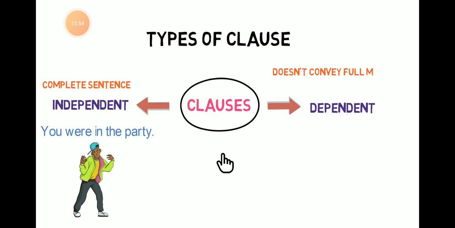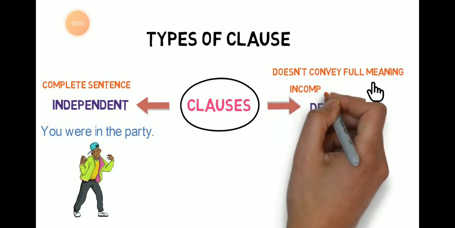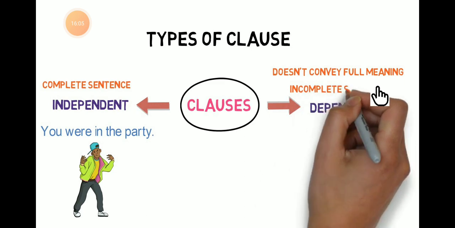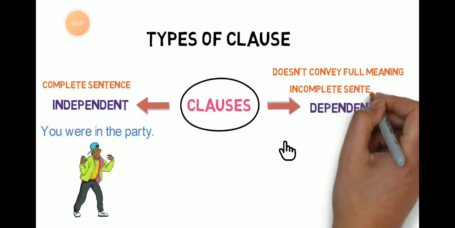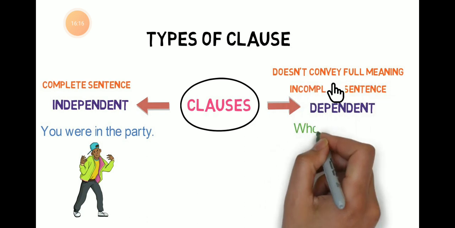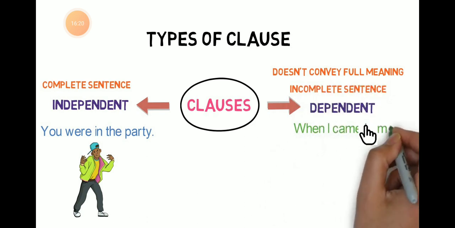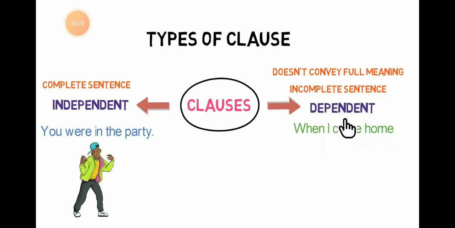Now, what about the dependent clause? The dependent clause doesn't convey full meaning. It is an incomplete sentence. So we get two points about the dependent clause: it doesn't convey full meaning and it is an incomplete sentence. That's why it is called a dependent clause.